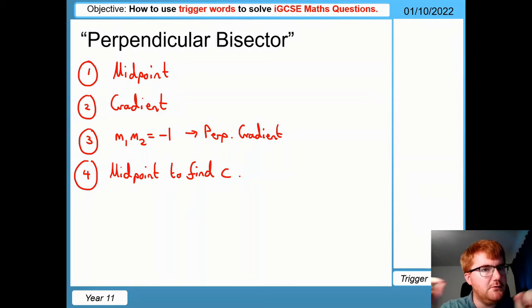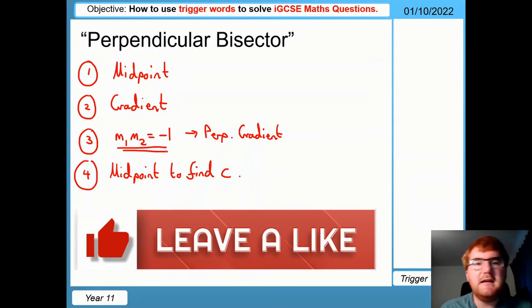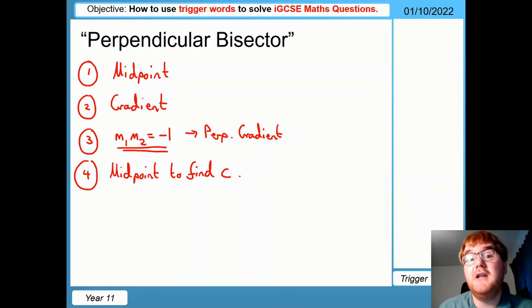So whenever I see that phrase, this is the thought process going through my mind. Find the midpoint of the two coordinates, find the gradient between the two coordinates, find the perpendicular gradient using this formula or the negative reciprocal, and then use that midpoint from step 1 to find c. At the moment, that's all seeming quite vague to you probably at home. So let's look at a question where we're going to do exactly that.